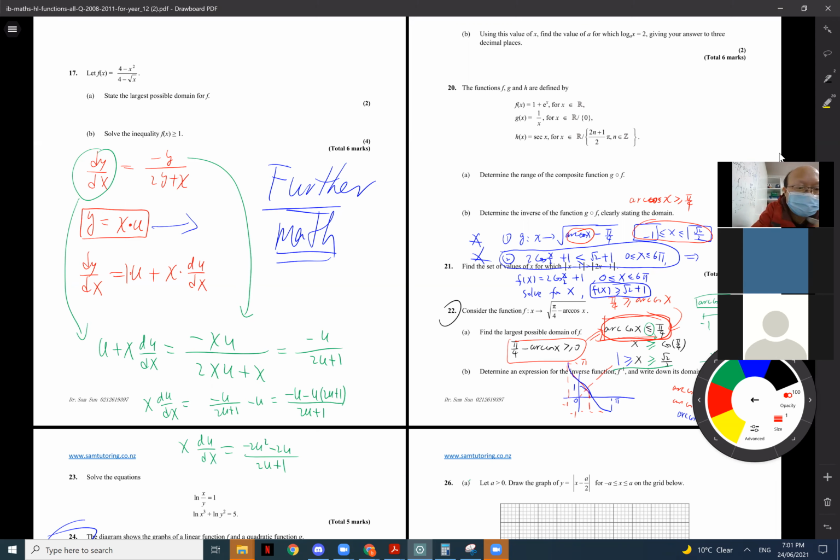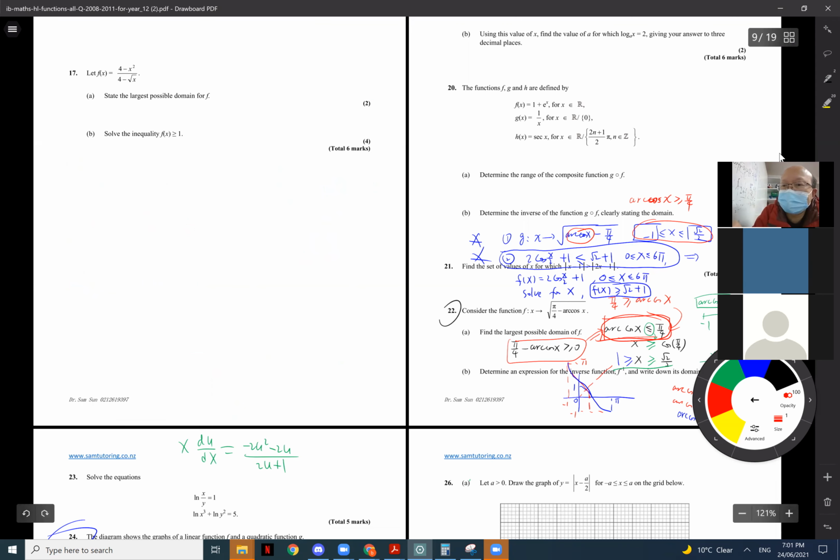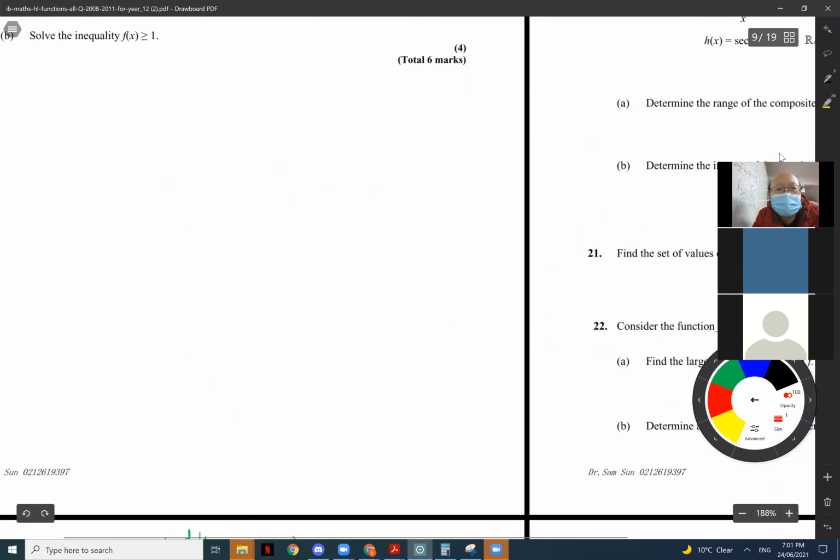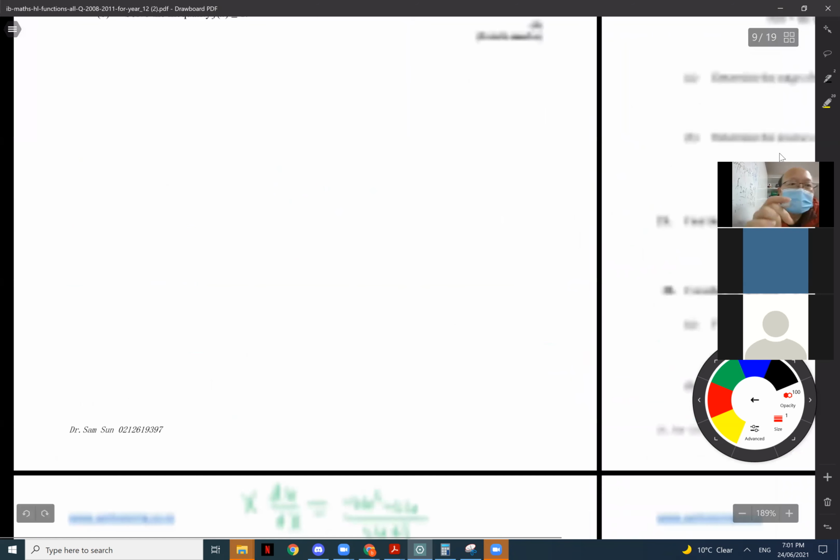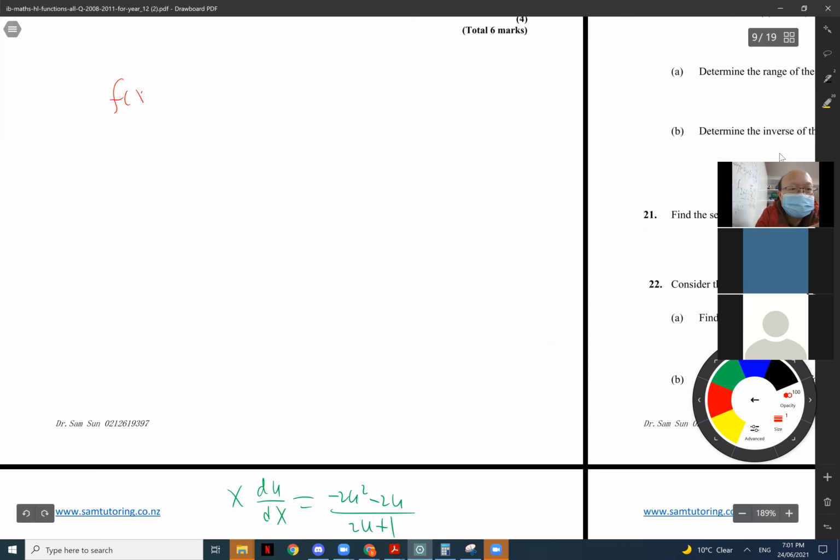Yeah, I like that. But before that, we need to double check some questions from functions. Like here, f(x) equals 4 minus x squared. What's the domain? What's the domain?